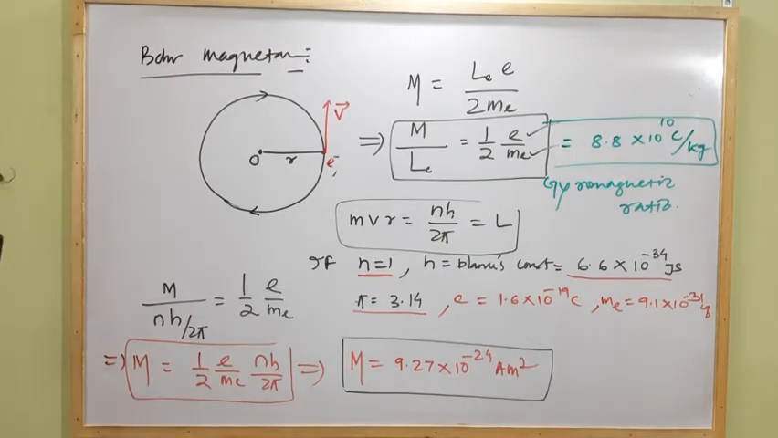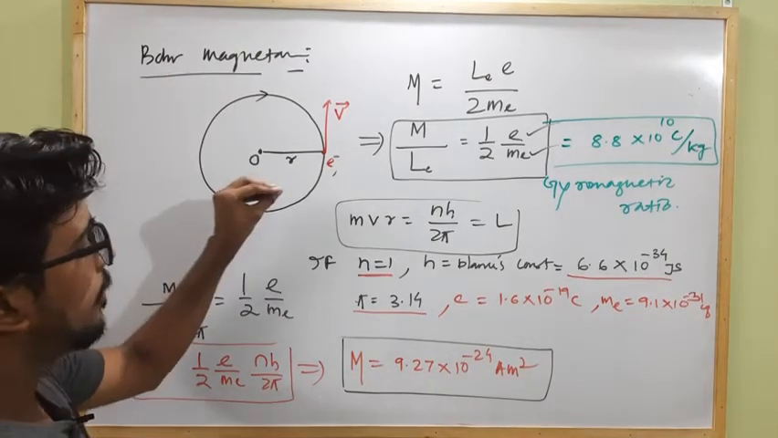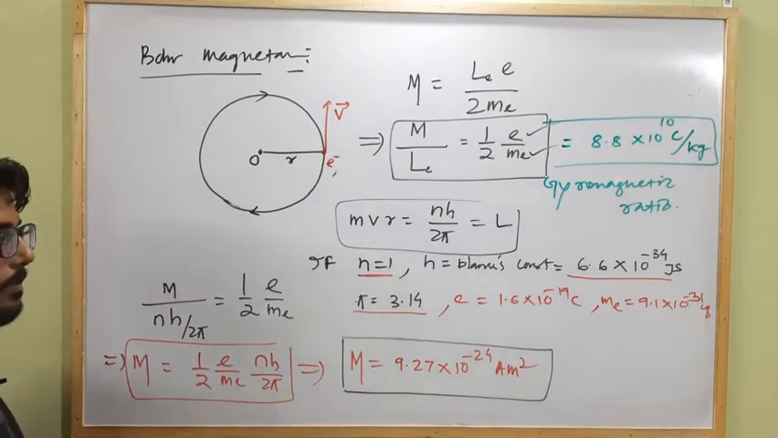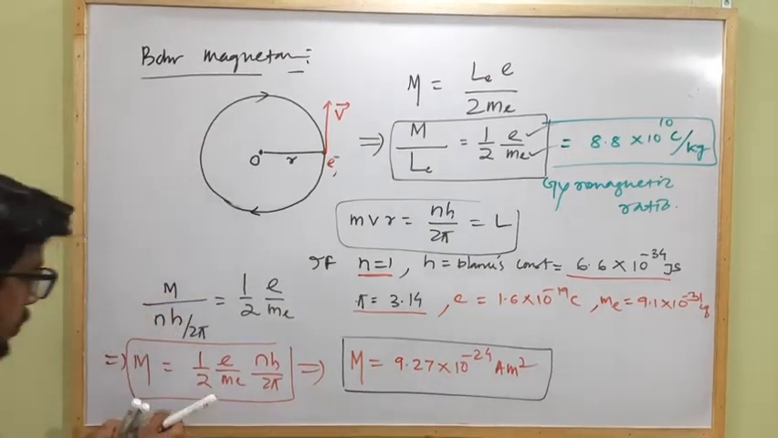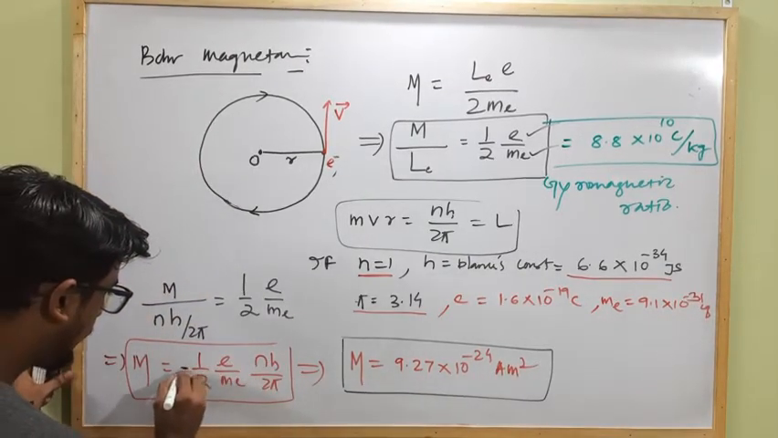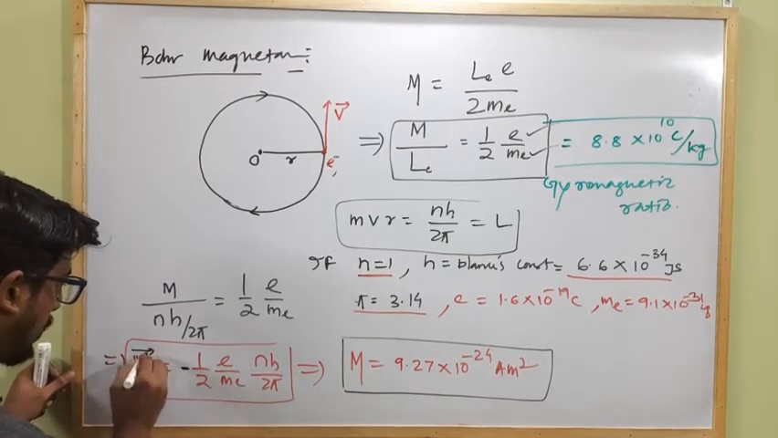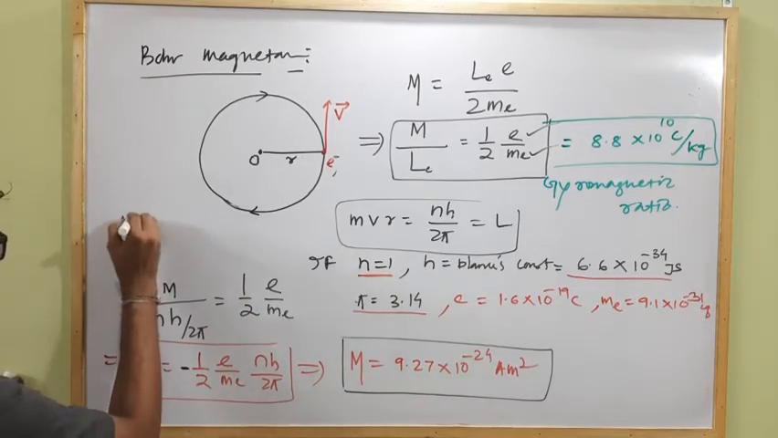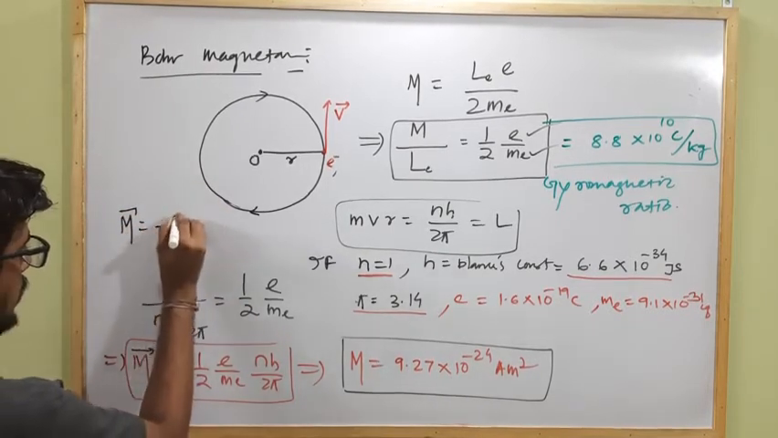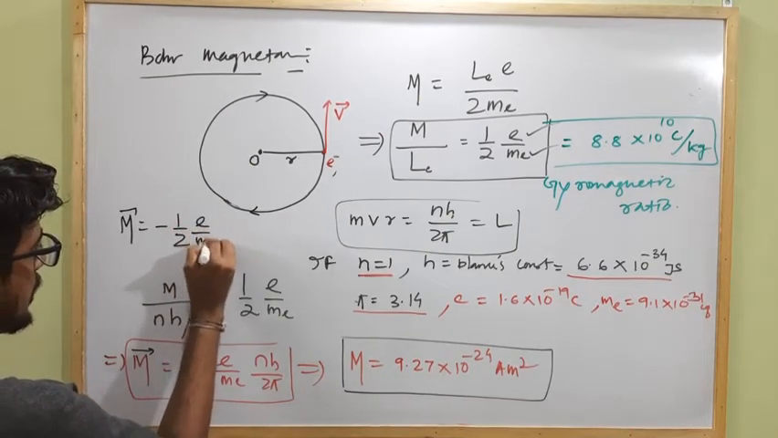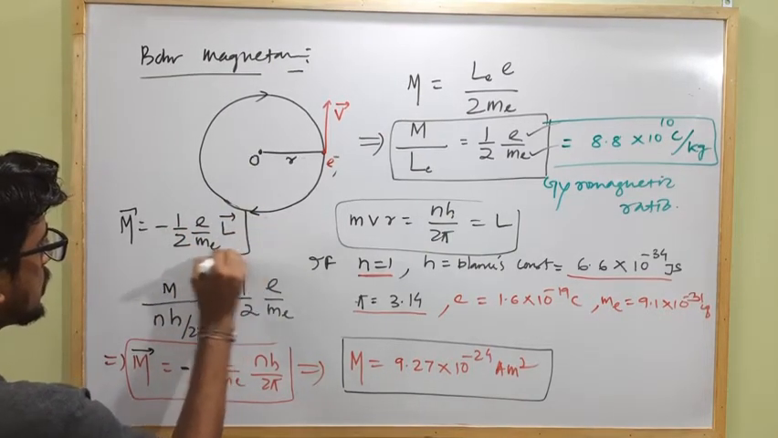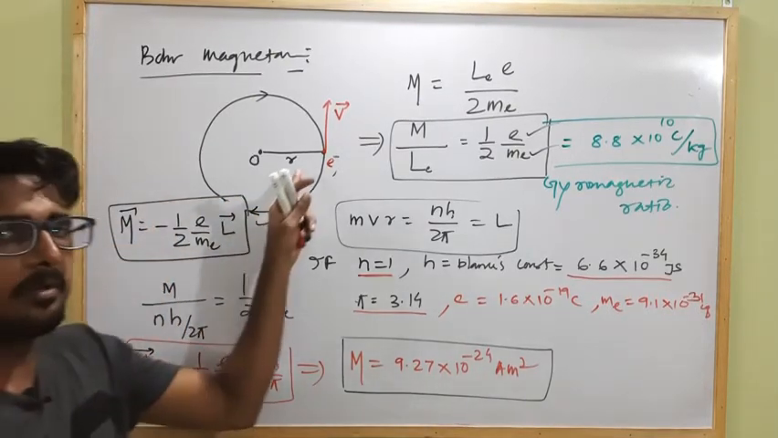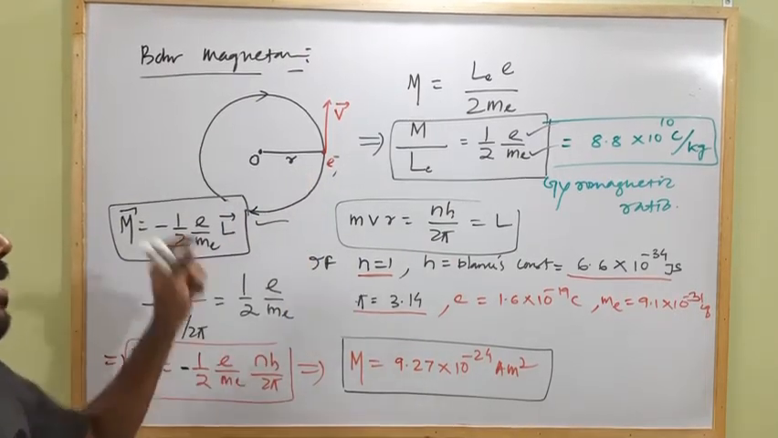So this is how a moving electron can behave as a magnetic dipole in a circular orbital path. Here the electronic charge is negative, so the magnetic dipole moment in vector form will be negative. In vector form we can write the magnetic dipole moment equals minus half e by m_e into the angular momentum vector. This is the dipole moment of a free charge moving in a circular orbital path.